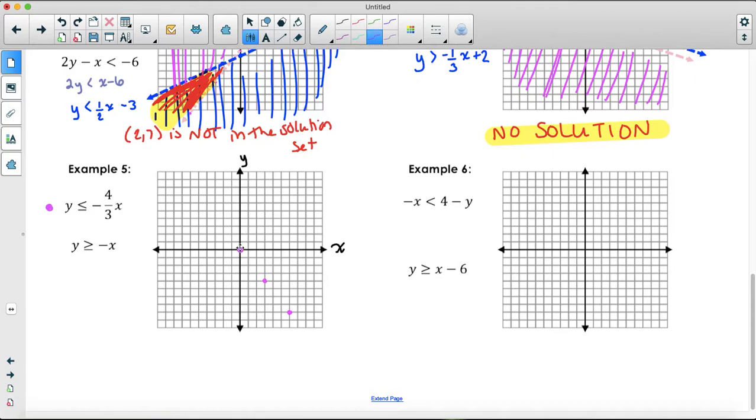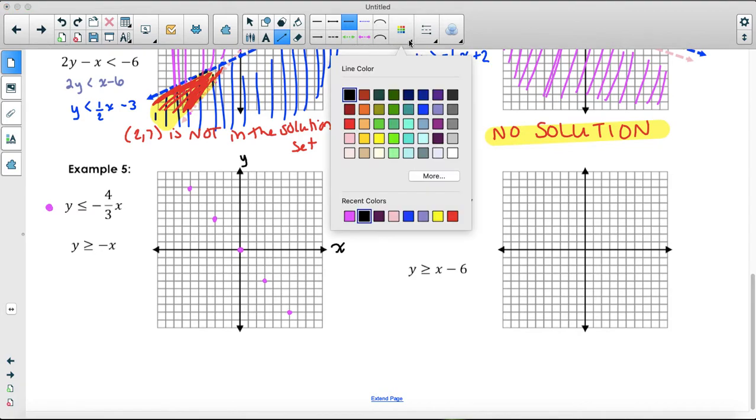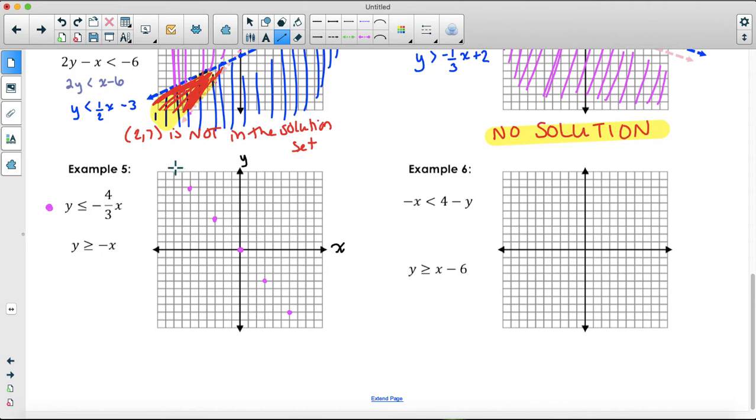Or it could have been a +4 and a -3. So +1, 2, 3, 4, -1, 2, 3. Now I can connect these. This is a solid line because it's less than or equal to. So I want to have it solid. And again, we'll wait on shading.